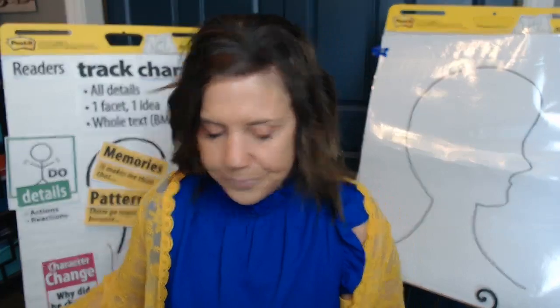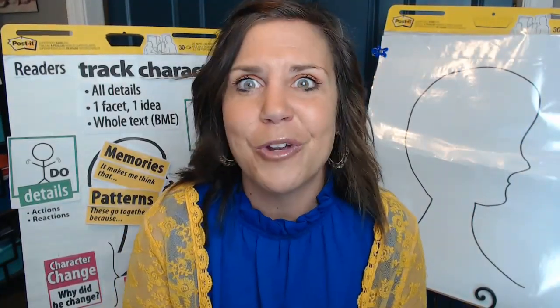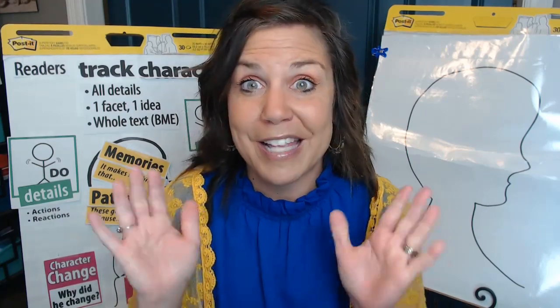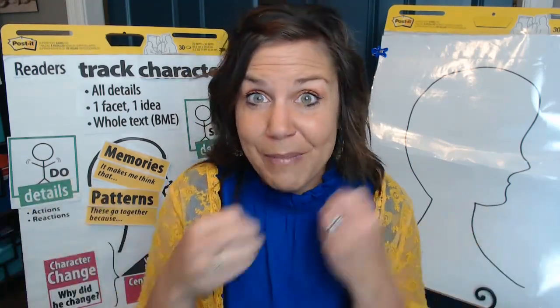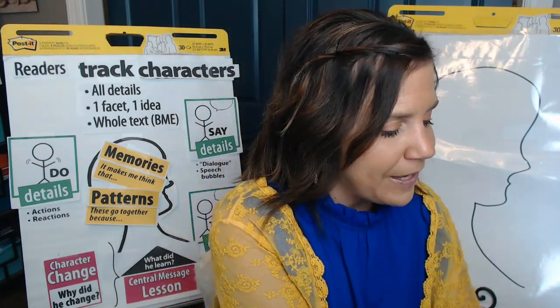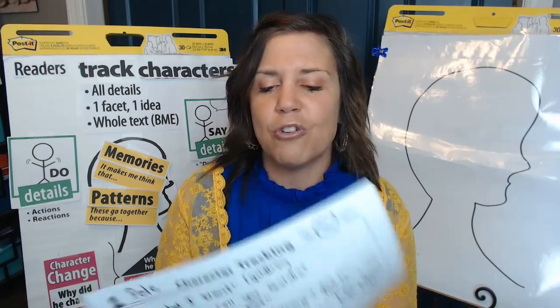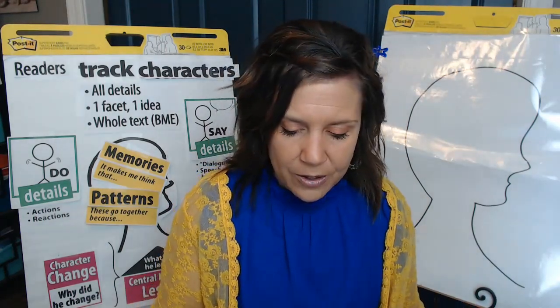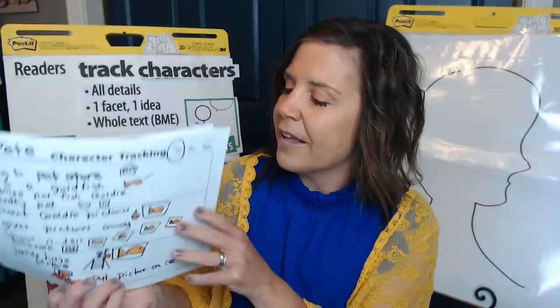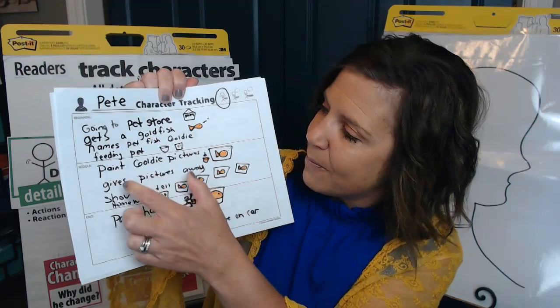Okay, and so I've got our silhouette head over here, and I'm going to show you what this could look like, and then we're actually going to write about it, because a lot of times readers, after they make their inference, want to write about what they've learned, that new thought that they've come up with. And so we're going to go back to our Pete the Cat book, and remember when we did Pete the Cat, when we were tracking, we used these tracking sheets, and we first tracked what Pete was doing, what he was actually doing in the story at the beginning, in the middle, and the end.